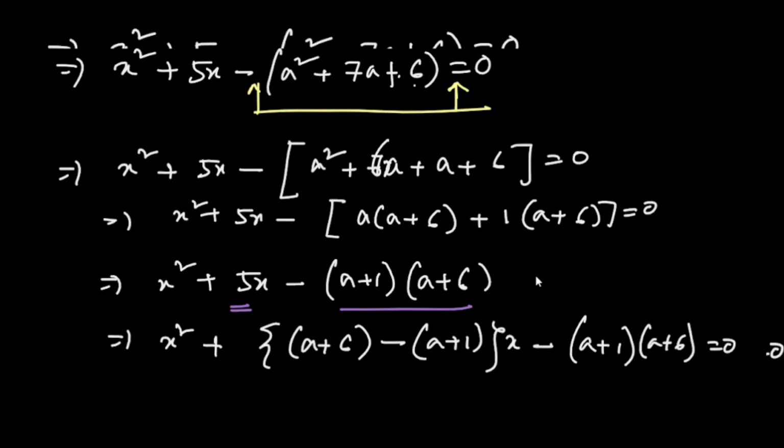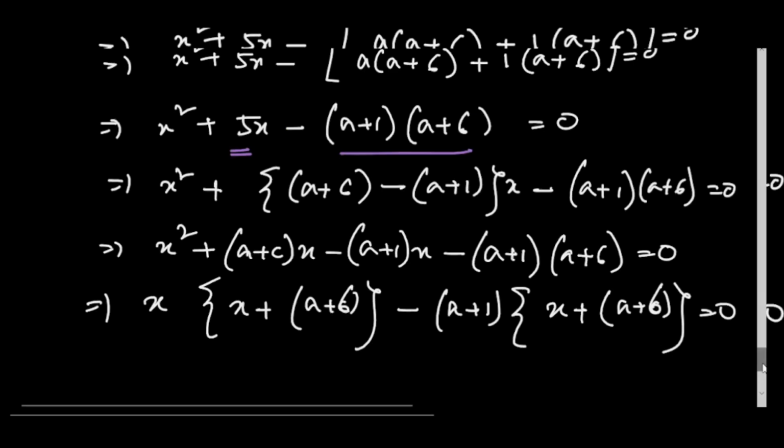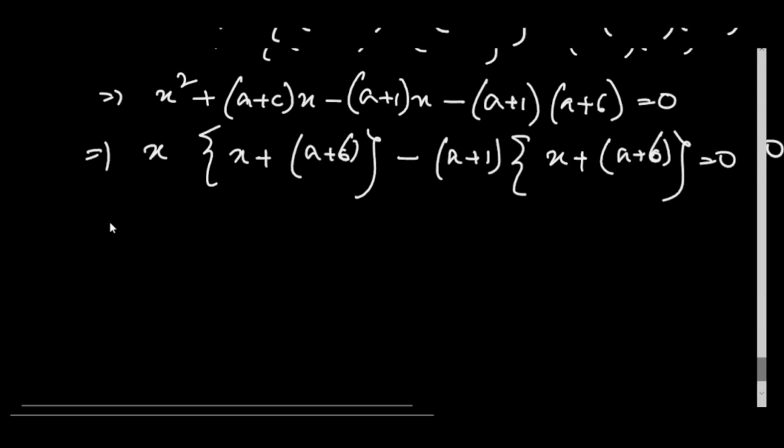So if I take x common, it will become x plus (a plus 6). If I take minus (a plus 1) common from the next two terms, I will get x plus (a plus 6), sorry. So I will get this one equal to 0. That means x minus (a plus 1), and here I am having x plus (a plus 6) equals 0.